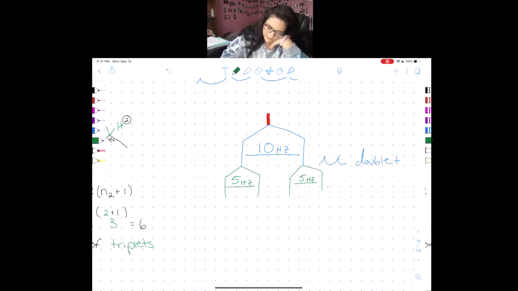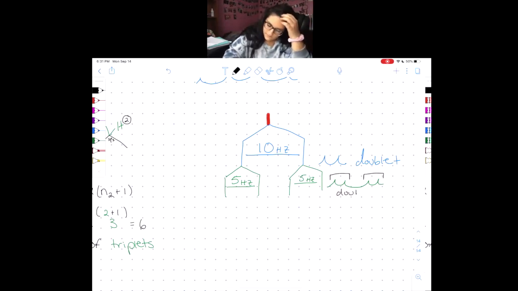I'm going to just draw it again. I'm sorry, I just like to have it perfect. So instead of being called a triplet or a quartet or whatever, we are going to call it a doublet of doublets. And the reason for that is literally because we have two doublets. Sometimes they're nice with the naming.